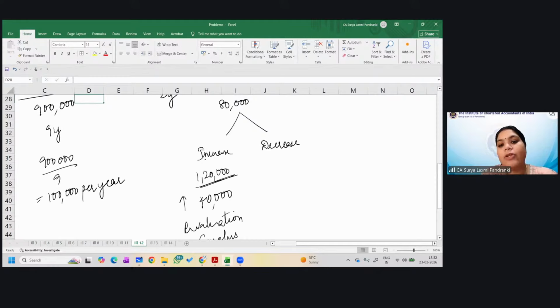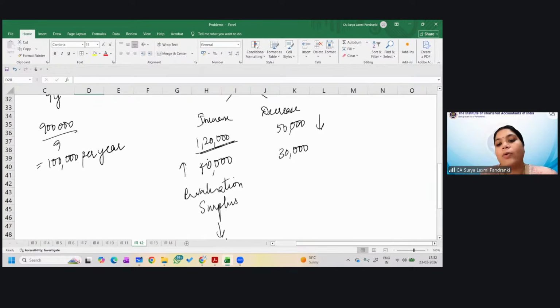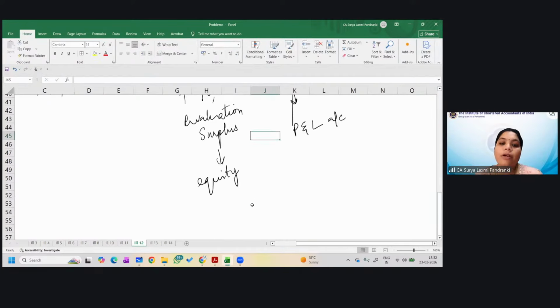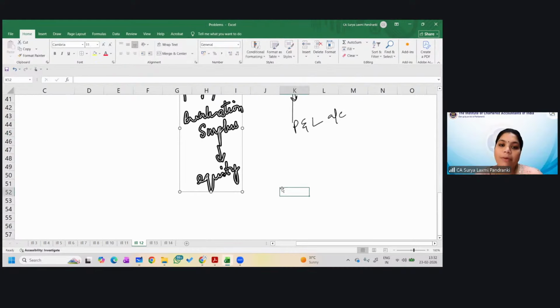This decrease, how much? Let us assume the value has come down to 50,000. Okay. Then it is a decrease by 30,000. Correct? This will go to P&L statement. This too you have to remember. If it is a loss to you, you will take it to your P&L statement. If it is a gain to you, you will record it as an equity in your revaluation surplus.